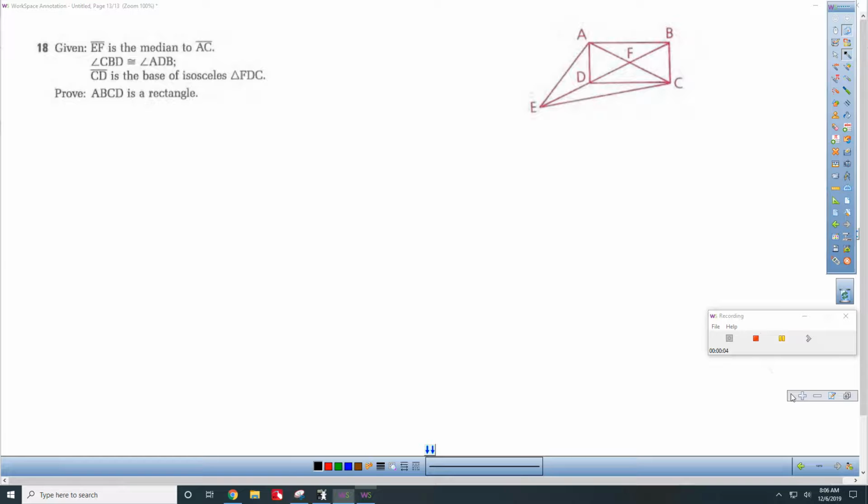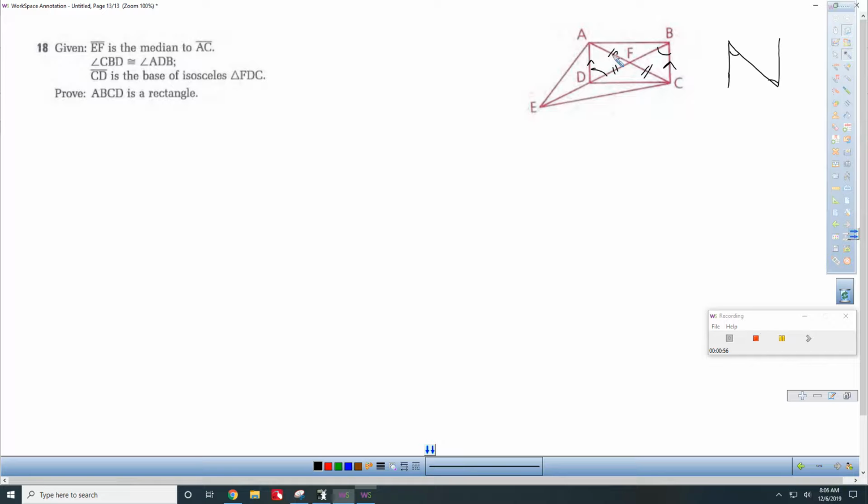EF is the median to AC, which means we're going to eventually know that. CBD is congruent to ADB, and as you can see, that's like an N. And since those are congruent, then those are going to be parallel. You're going to have vertical angles. Well, first of all, CD is the base of an isosceles triangle, so those are congruent. So we have that, which is going to lead us to that by transitive.